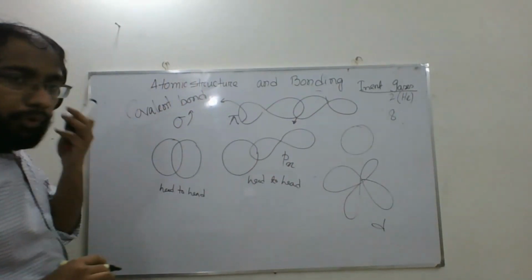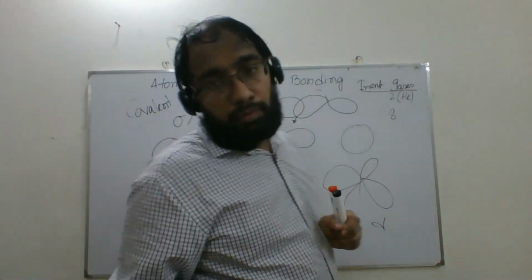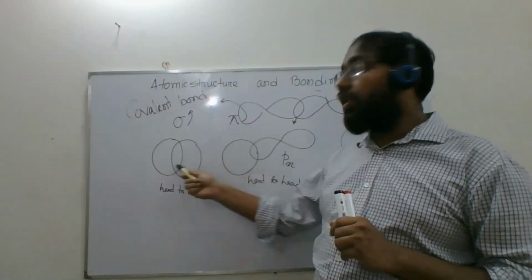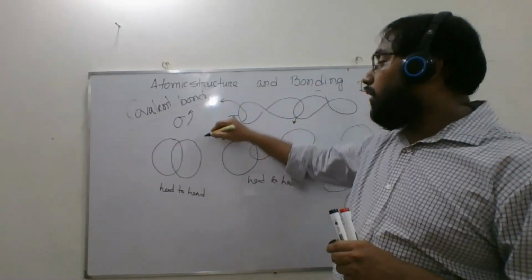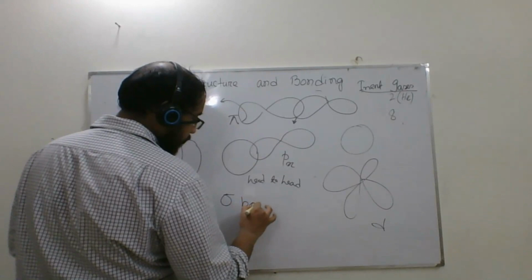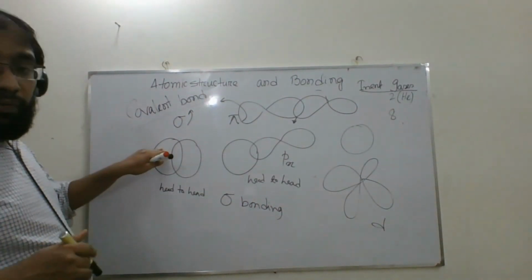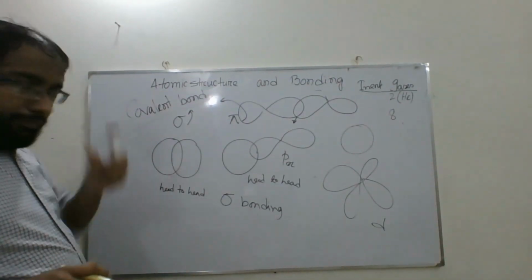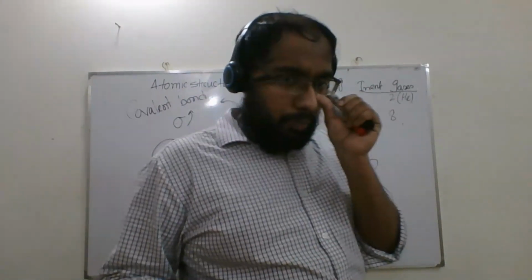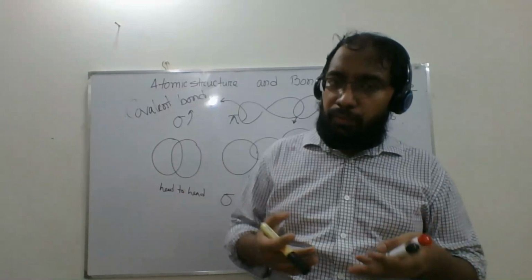Now this type of bonding, if one orbital bonds with another orbital in such a way that they overlap in head to head position, then this is known as sigma bonding. All s orbitals always form sigma. That means if an s orbital forms a bond with an s orbital, then it is sigma. If s with p, then it is also sigma.